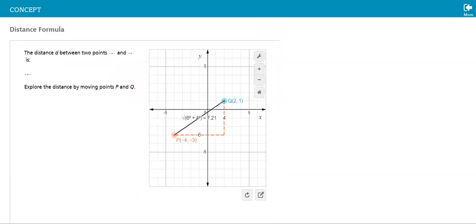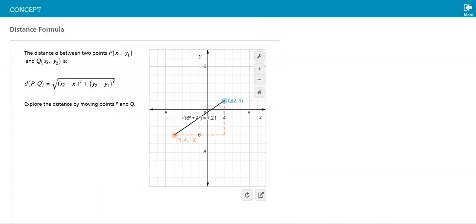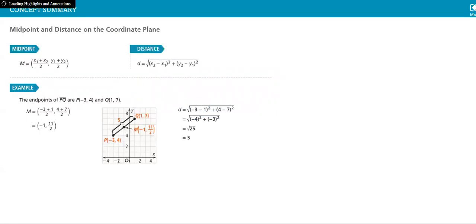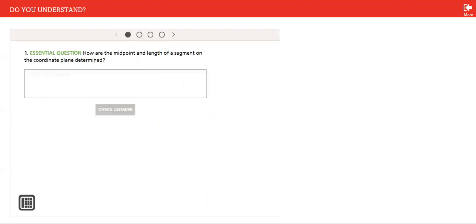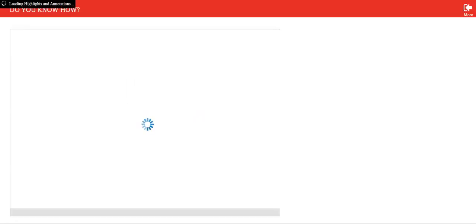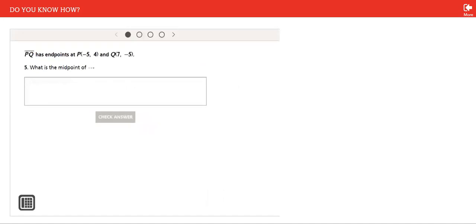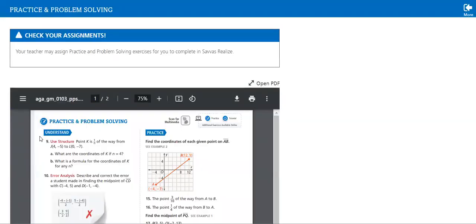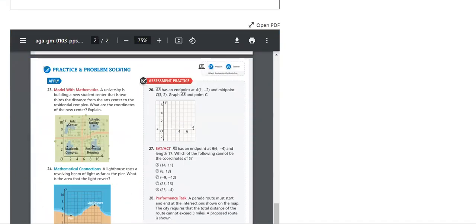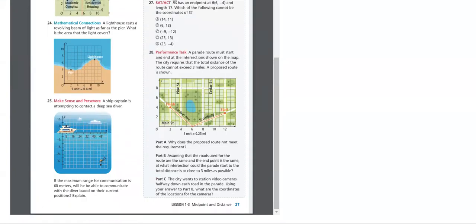And then the concept again here. And then, as I told you, at the end of each lesson, you will find the concept summary, which is very important when revising the lessons. And then, Do You Understand? Questions to answer. And then, Do You Know How? Other questions to answer. And then, at the end, the practice and problem solving from which your homework will be assigned. And that's it.